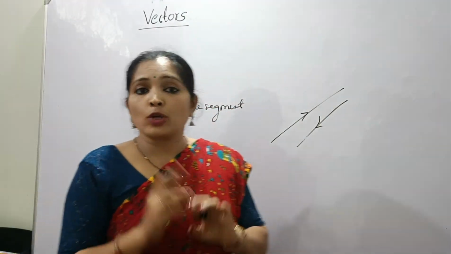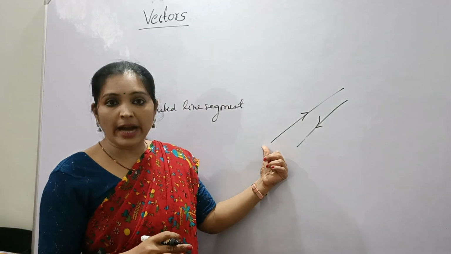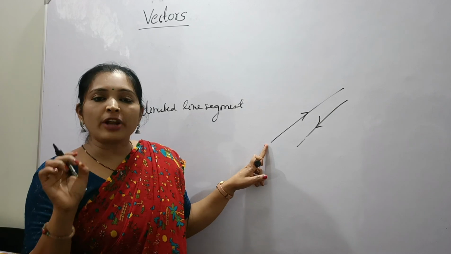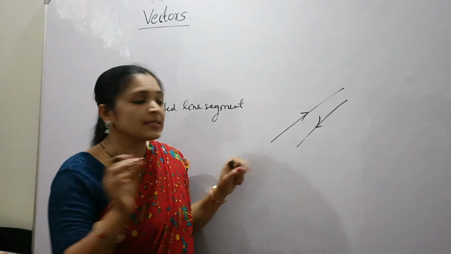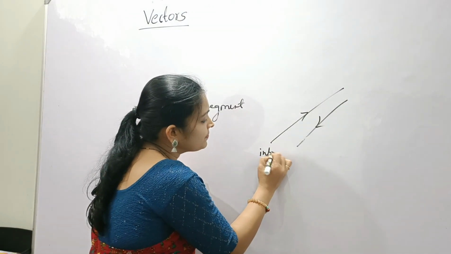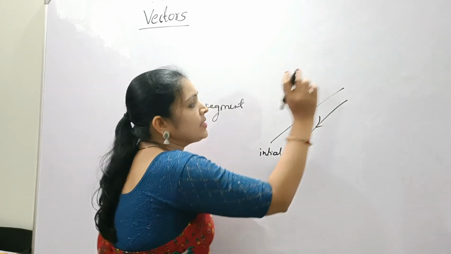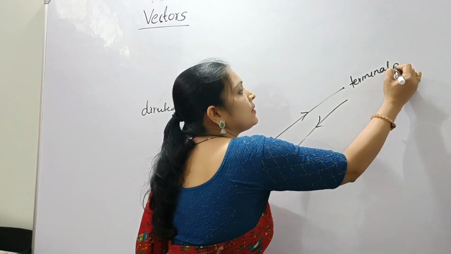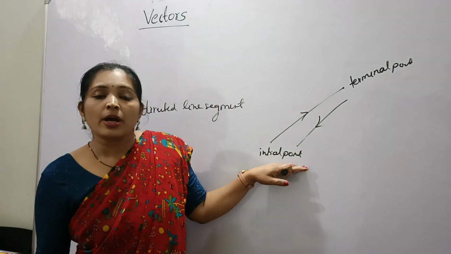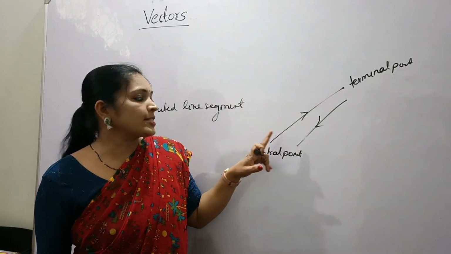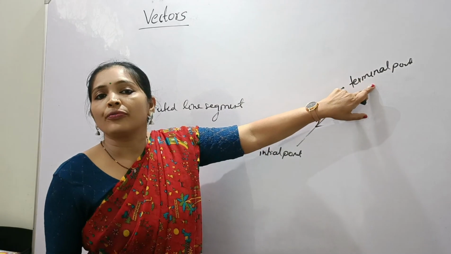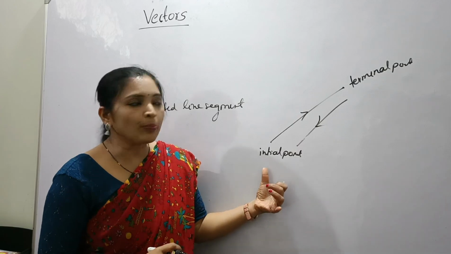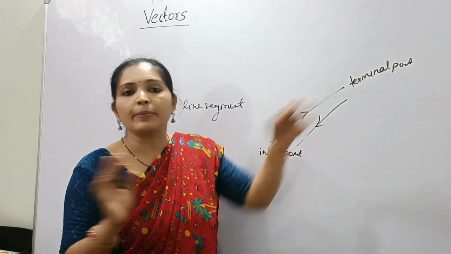Here we know that there are 2 points. First, a starting point and an ending point, right? The point from where the vector starts is called the initial point, and where it ends is called the terminal point. That is, the starting point is the initial point and the ending point is the terminal point.